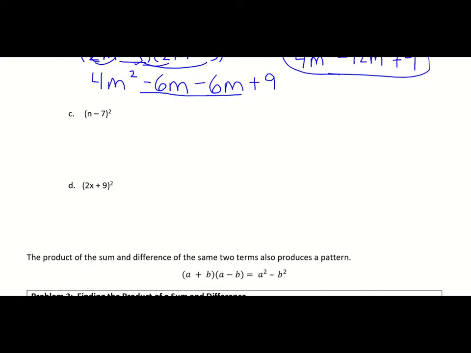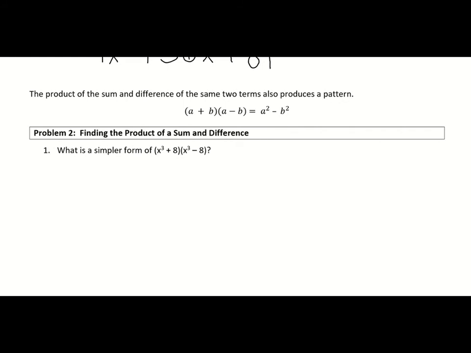The next type of problem we want to take a look at in this section is multiplying a positive and a negative of the same binomial together. So let's take a look at problem 2, number 1. We want to find a simpler version of x cubed plus 8 times x cubed minus 8. In other words, we want to multiply these together. Since in between our binomials there is no operation, that means the parentheses tell us what to do, which is multiply.